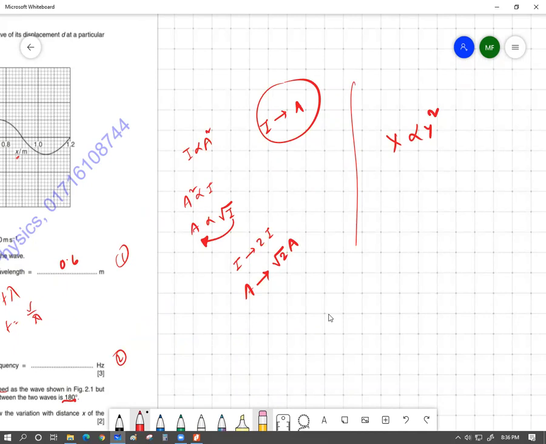So basically, you're saying that if I becomes 2I, A becomes root 2 A. Exactly. That's what I'm saying. Alternately, if I becomes 3I, A should become root 3. Exactly. So how the change of I is causing the change of amplitude, that's what I'm trying to get at.